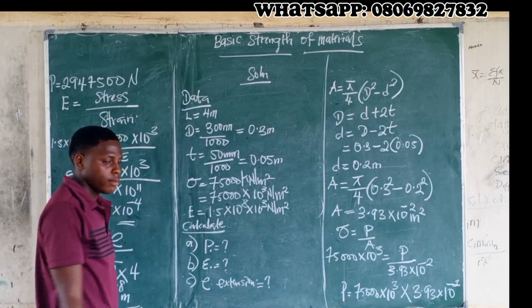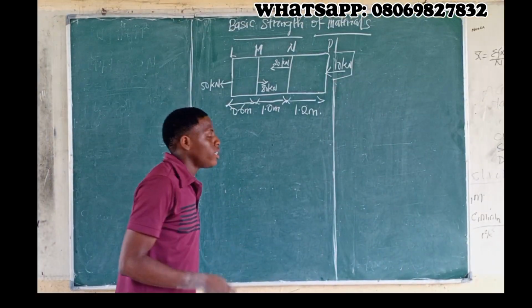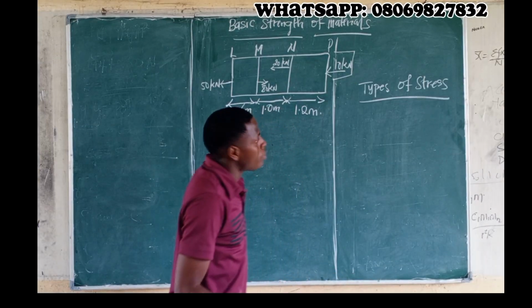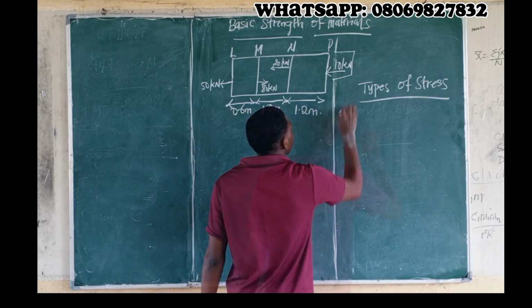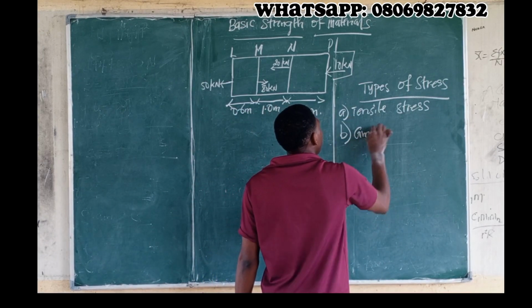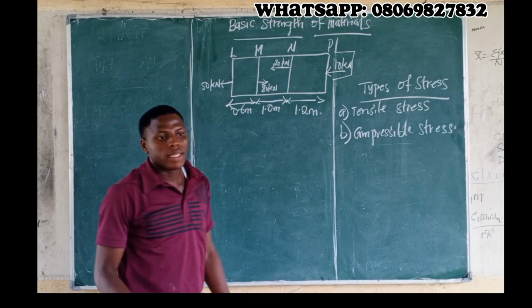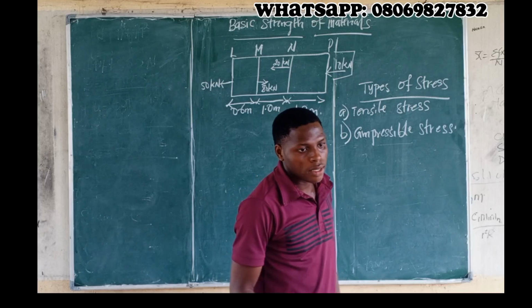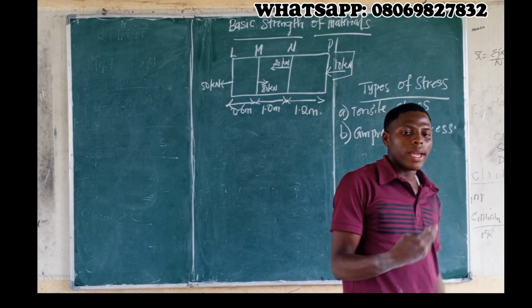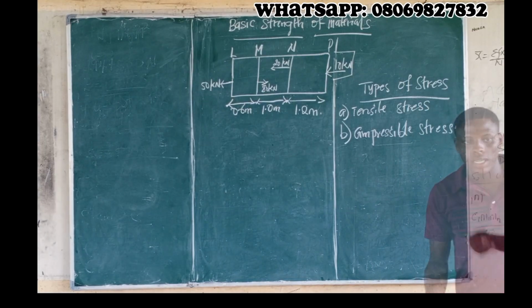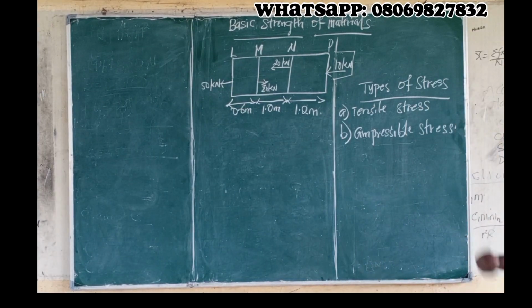So that is it. We said there are basically 2 types of stress. The first one we said we have tensile stress, and B, compressible stress. And we said our tensile stress is also called axial stress. So if you are hearing axial in the question, then they are asking us to get our tensile stress. The second one is compressible stress.